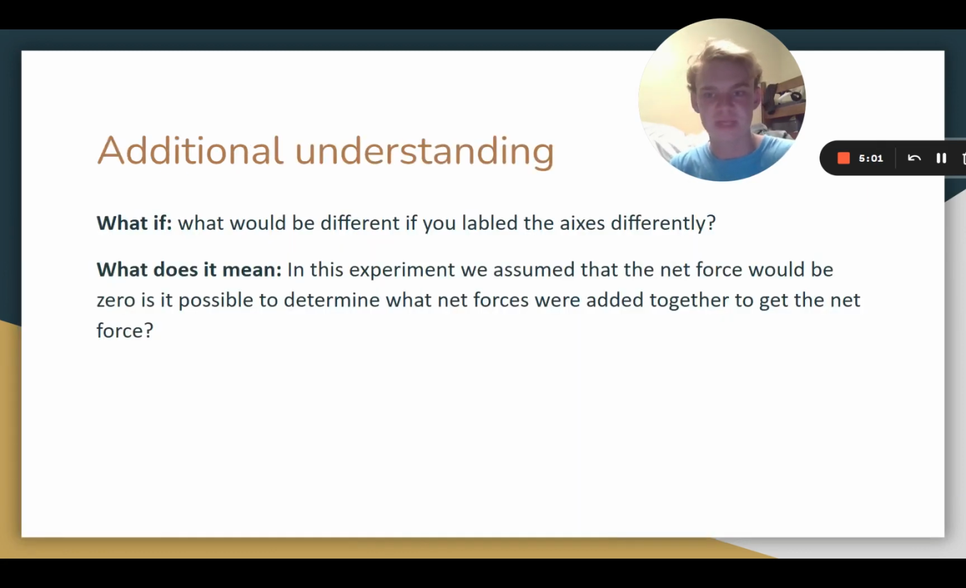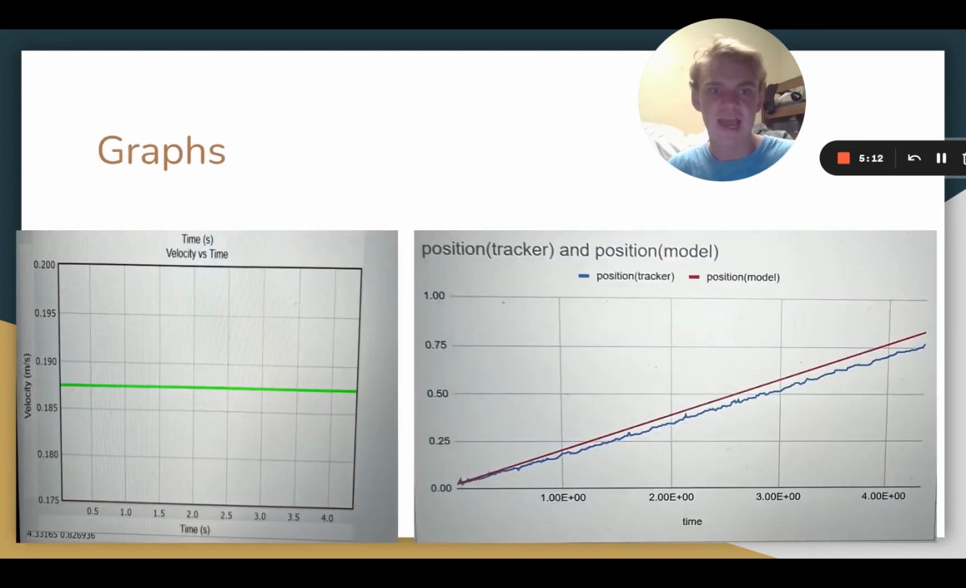And then for the what does it mean? In this experiment, we assumed that net force would be zero. Is it possible to determine what individual forces were added together to get the net force? I'd say it would be difficult to impossible to determine all the individual forces because there are just so many unknowns. But because the observed is slightly lower than expected, we can assume there's some slight force against the direction of the motion that caused this discrepancy in our data.